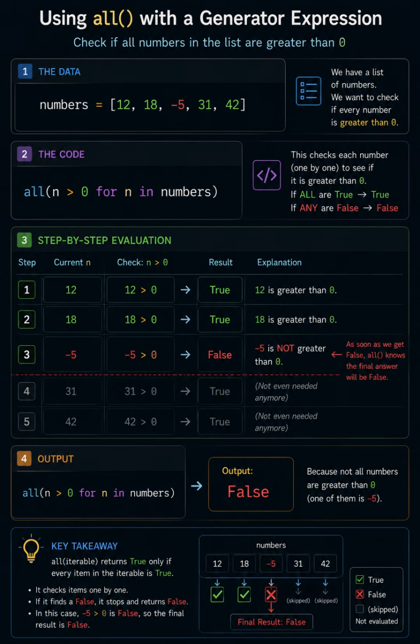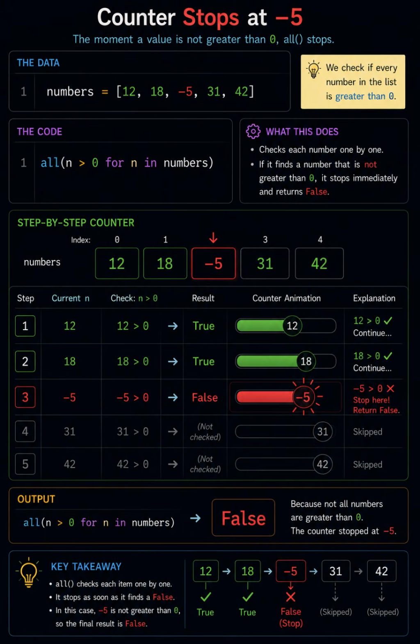Now let's sneak in a negative number. Now all(n > 0 for n in numbers) would return False because one number fails the test, and there is another interesting detail. all() doesn't need to keep checking once it knows the answer is false.